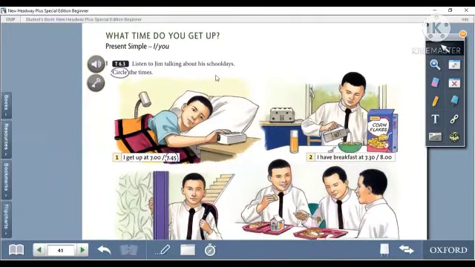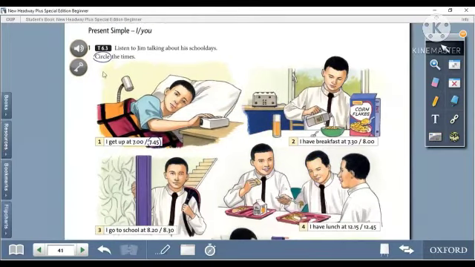What time do you get up? Look at Jim. I think his name is Jim, yes. Listen to Jim talking about his school days. School days are from Sunday to Thursday. Circle the times. What is the task asking me? Circle, put a circle for what? For the times.